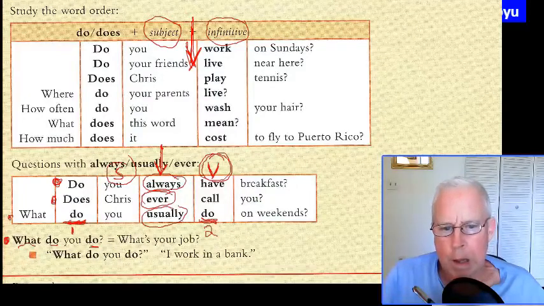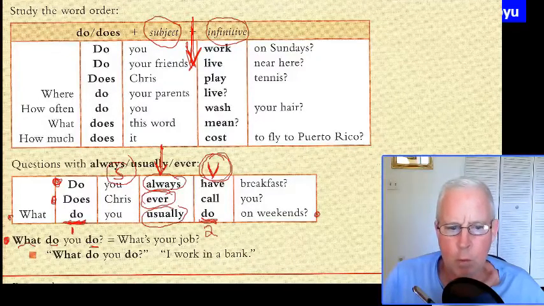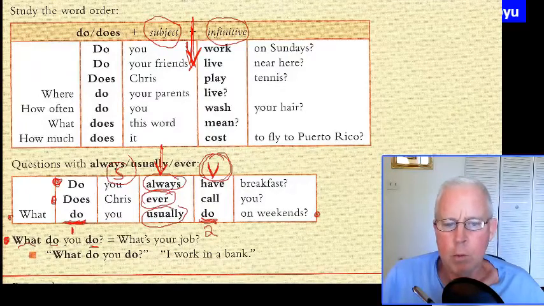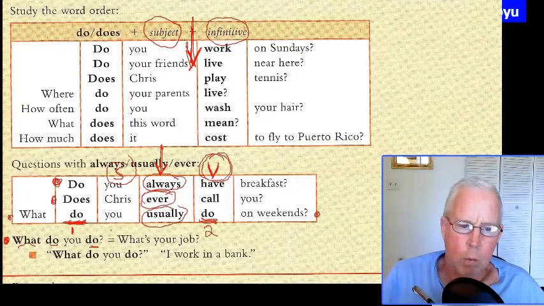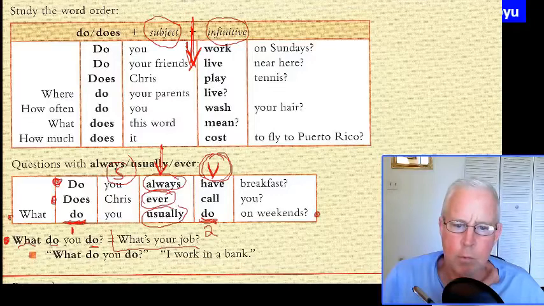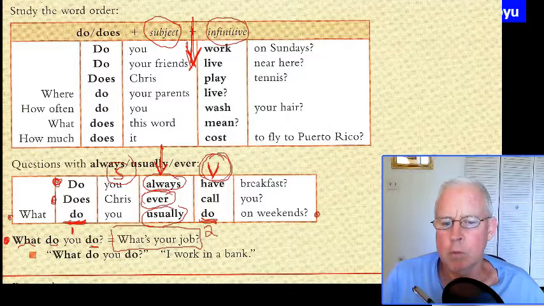Just like that, not like here, but just that short question, what do you do? That means only and always, what is your job? What's your occupation? What's your work?